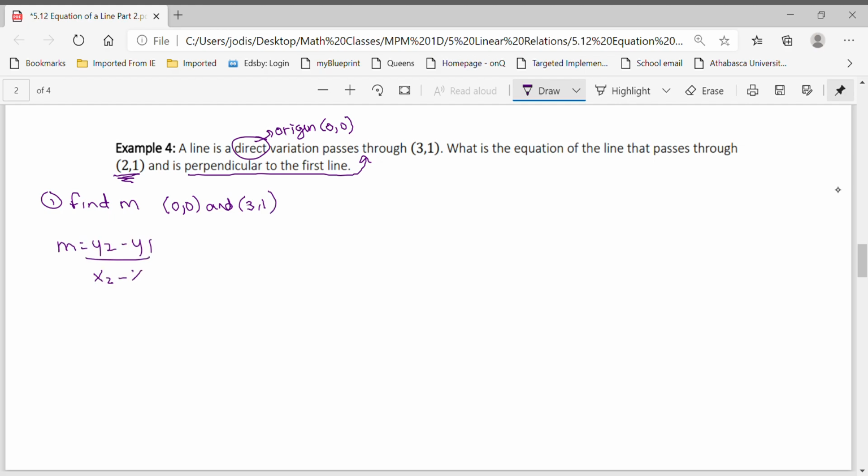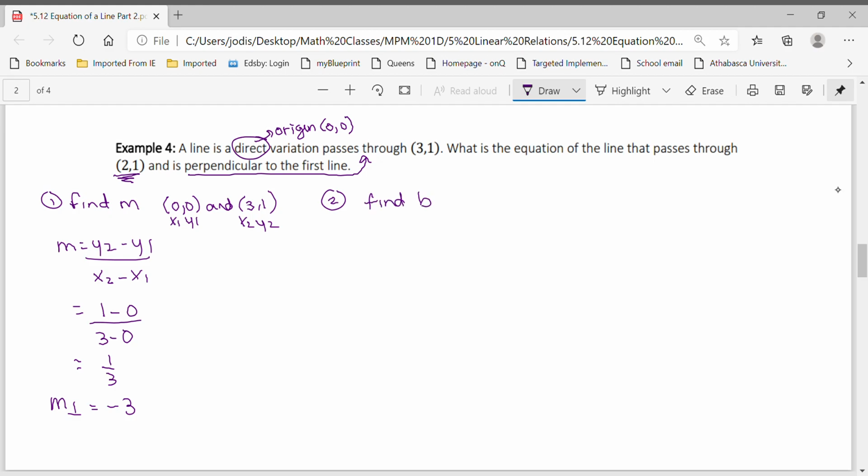So we can find the slope using our 2 points. So this is going to be x1, y1, and x2, y2. So 1 minus 0 over 3 minus 0. So our slope is 1/3, but then the perpendicular slope is going to be -3. Okay, so next thing we can do is use our slope and our point to find our y-intercept.